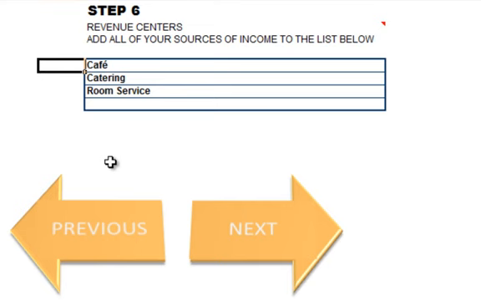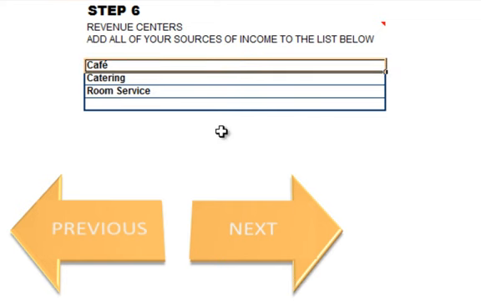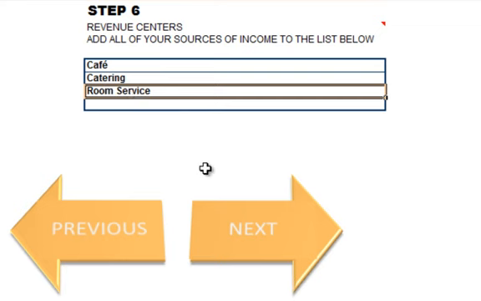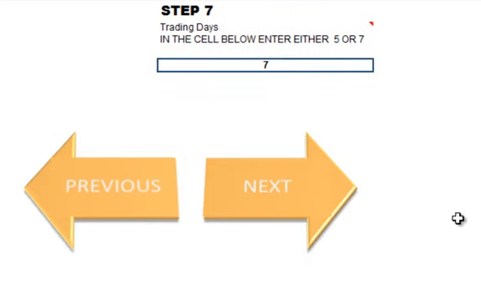Step 6, we'll enter in our revenue centres. In the instance of a cafe, we would have revenue that comes from the cafe, perhaps revenue from catering, and we may have a bar attached to the cafe as well, so we'll enter in bar there, and then we move on. Step 7 asks how many days we will be trading for. Generally speaking, a lot of businesses trade either 5 or 7 days. There are a few that trade 6 days also. So please make a note of the amount of days that you'll be trading for and click next.